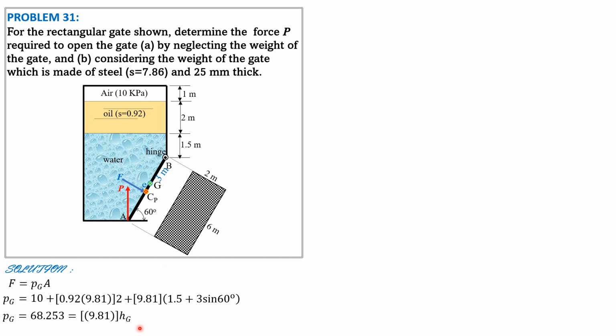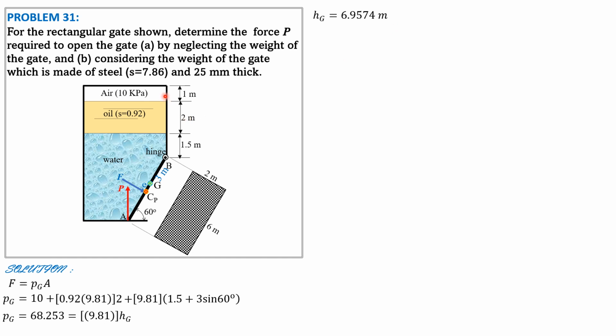so that we can compute the equivalent distance of the centroid of area to the point where water is exposed to zero pressure. So everything is converted to water to the point where pressure is zero. So solving for Hg is 6.9574 meters.